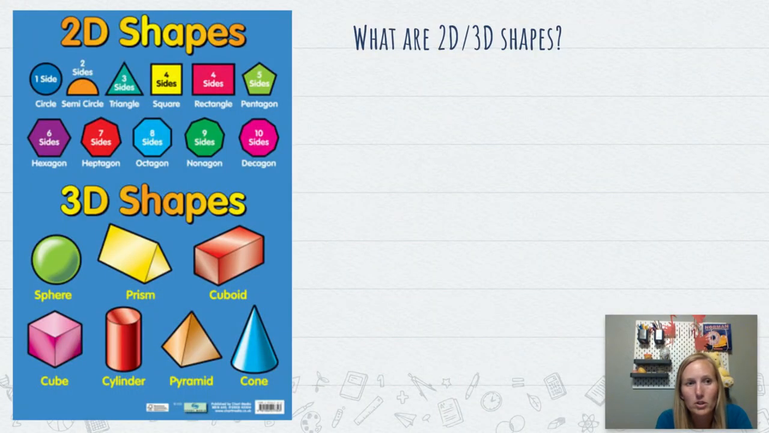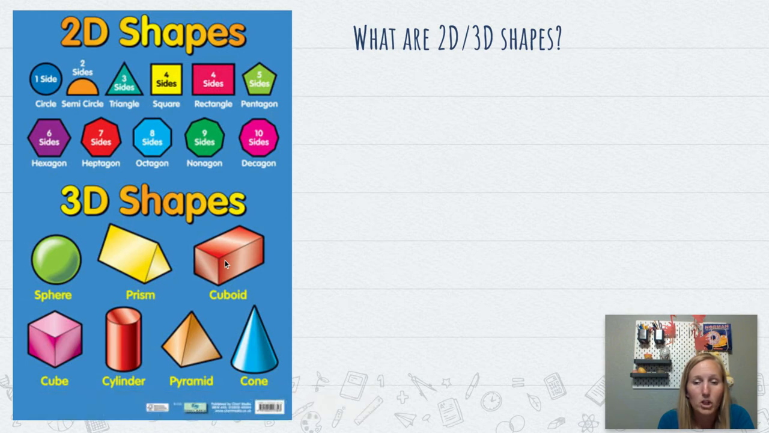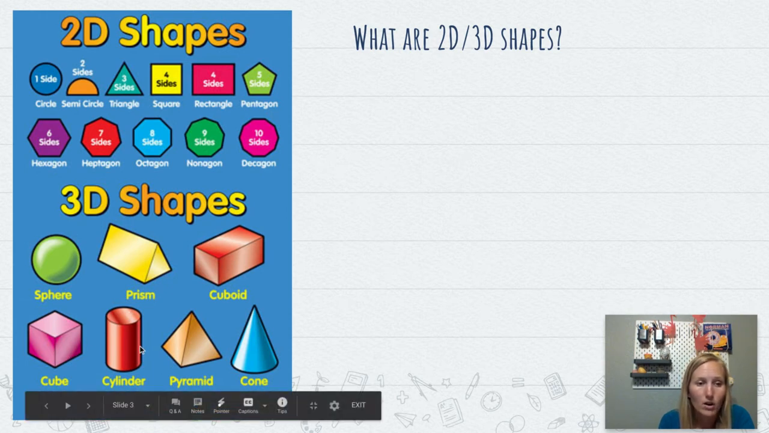We learned all about 2D shapes and 3D shapes. So let's review some of those. Right here, we've got circle, semicircle, triangle, square, rectangle, pentagon, hexagon, heptagon, octagon, nonagon, and decagon. And we also learned about our 3D shapes, our sphere, our prism, our cuboid or rectangular prism, our cube, our cylinder, our pyramid, and our cone.